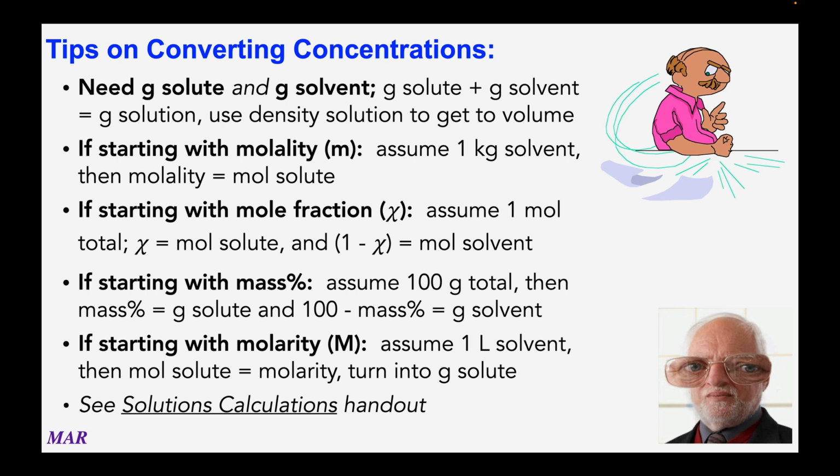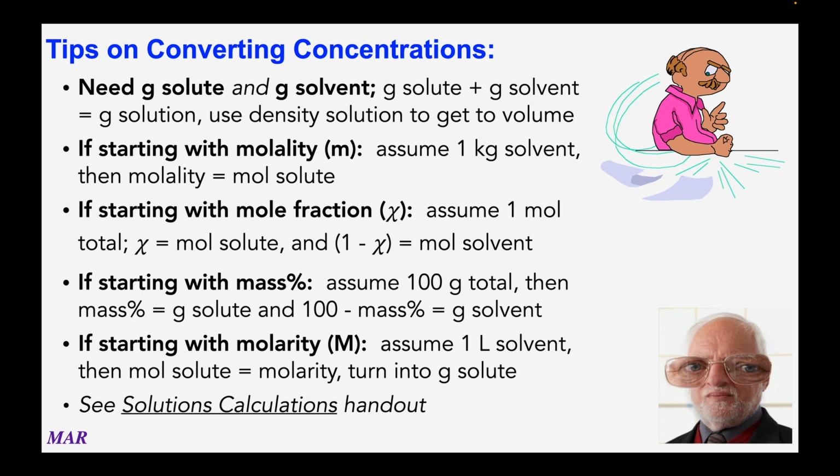So here are some tips on converting concentrations in this section. And I know it's a little weird, but the more you get used to it, the better it is. You're always going to need grams of solute and grams of solvent to figure out the different pieces. And grams of solute plus grams of solvent equals grams of the solution. So you can use the density of the solution to go to volume, stuff like that.